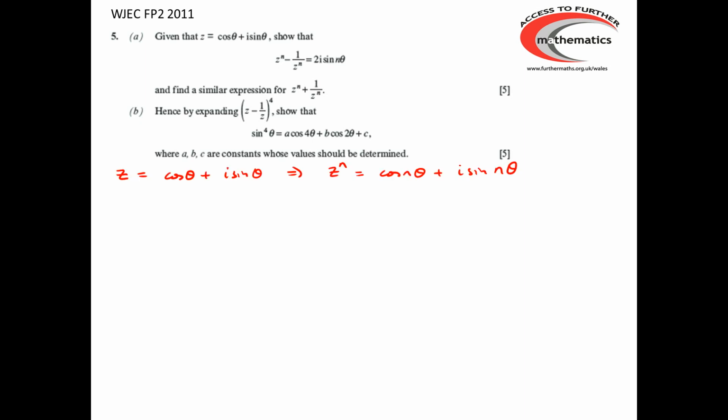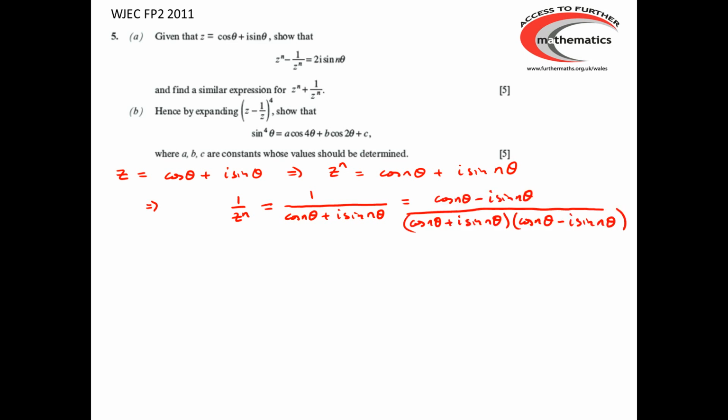Well, this z is cos θ plus i sin θ. De Moivre's theorem tells us that zⁿ is cos nθ plus i sin nθ. 1 over zⁿ is 1 over (cos nθ plus i sin nθ). To divide by a complex number, we need to multiply the top and the bottom of the fraction by the complex conjugate of the denominator. So we multiply top and bottom by cos nθ minus i sin nθ.